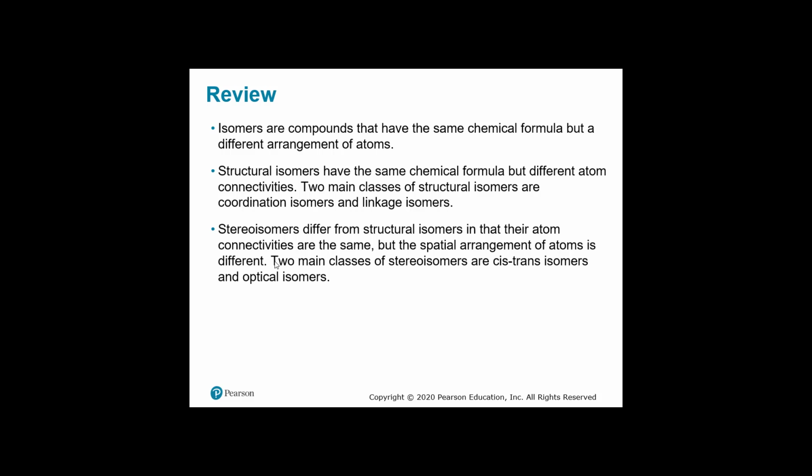Okay, so isomers are compounds that have the same chemical formula but different arrangement of atoms. Structural isomers have the same chemical formula but different atom connectivities. The 2 main classes of structural isomers are coordination isomers and linkage isomers. Stereoisomers differ from structural isomers in that their atom connectivities are the same, but their spatial arrangements differ, and the spatial arrangements determine whether it is cis-trans.